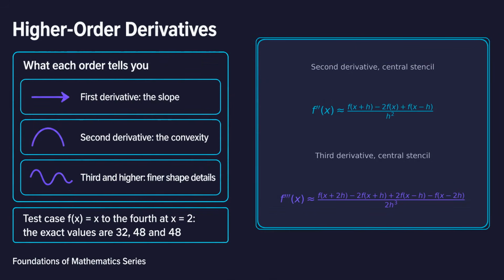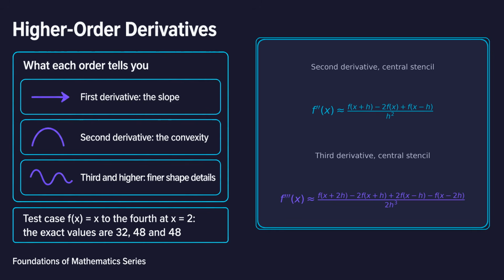Differentiating a derivative gives a higher-order derivative, and each order tells you about a different feature of the shape. The first derivative gives the slope. The second derivative f double prime characterizes the convexity of the function, whether it curves upward or downward. Third and higher-order derivatives characterize finer shape details.